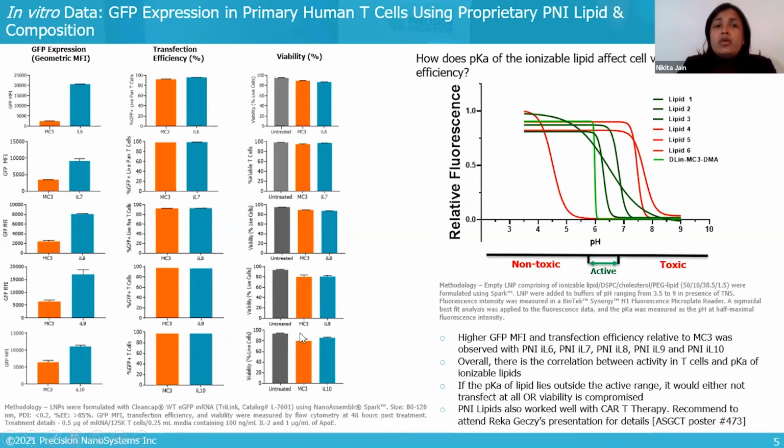In continuation with these data, there are other sets of lipids. Again, these are only representative examples. We do have a lot of lipids that have outperformed MC3. You can see that IL-6, 7, 8, 9, 10 have all outperformed MC3 lipid.